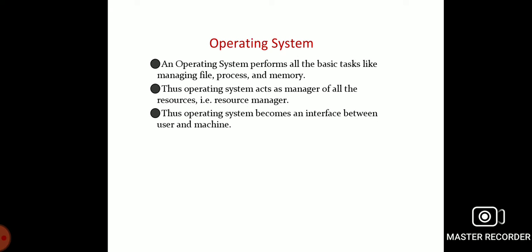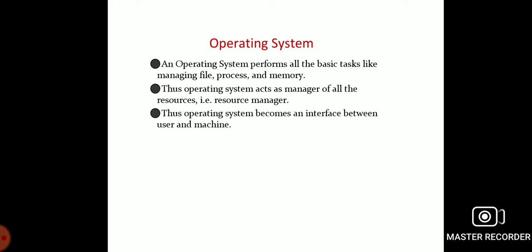Now we can move on. What is an operating system? Here is the definition: an operating system performs all the basic tasks like managing files, processes and memory. This operating system acts as a manager of all the resources. Therefore, as a resource manager, the operating system becomes an interface between user and machine.